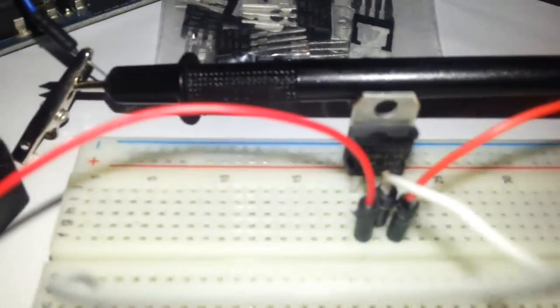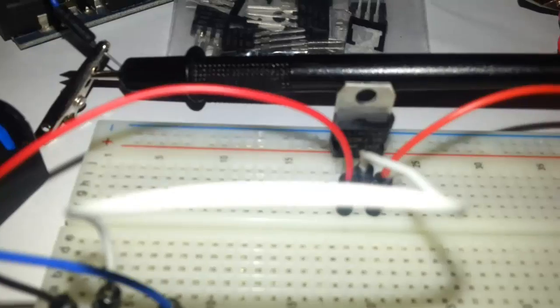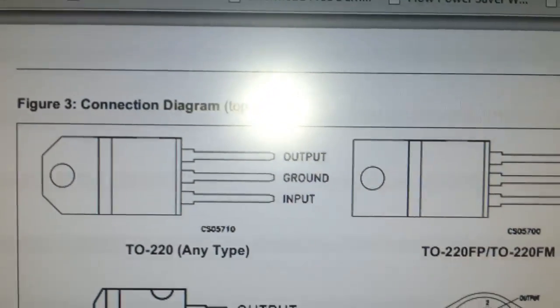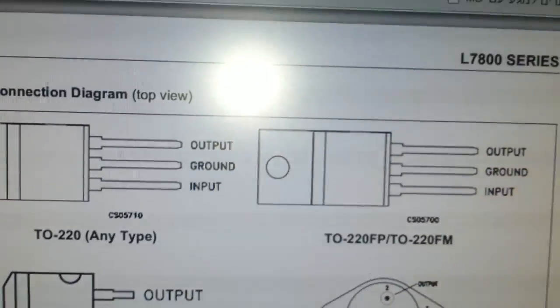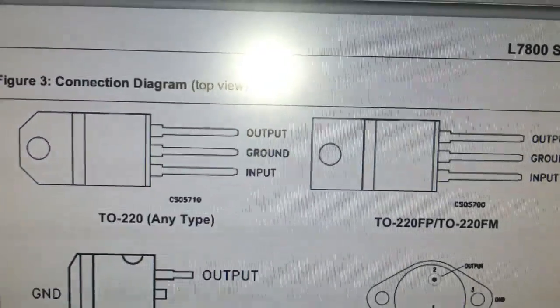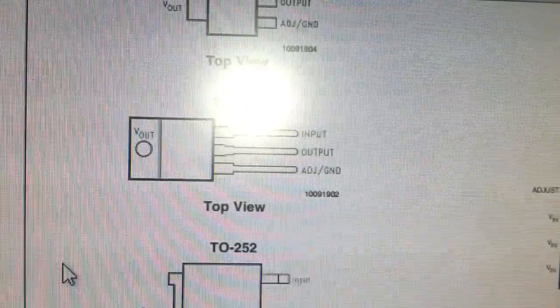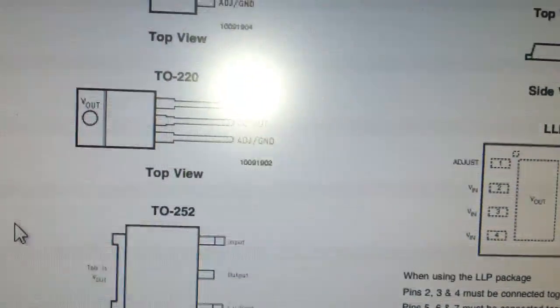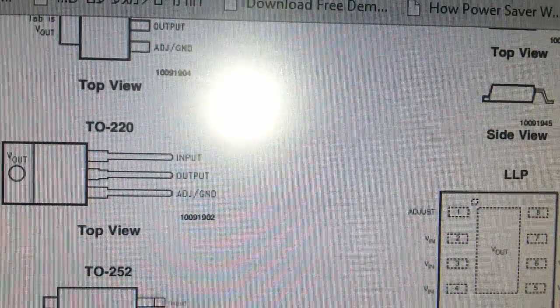Again, a simple setup. Do notice that the pins, the legs, are not the same. This is of the first one. This is of the second one. My mistake. The 5 volt unit. And this is of the first one, the 3.3 volts.